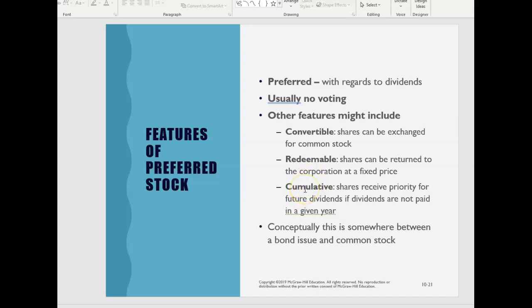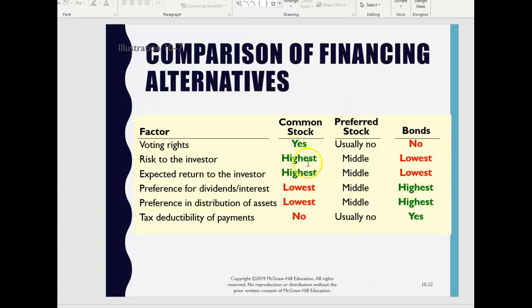Conceptually, preferred stock is somewhere between a bond and a common stock. They don't get voting rights. They're a little bit less risky than common stock. They're a little higher in the hierarchy. If the company goes bankrupt, they often have preference in terms of getting money from the company. So common stock has voting rights. Preferred usually no. Bonds definitely not. Highest, middle, lowest. You can look through this table on your own. Tax deductibility, usually no, and bonds, yes.